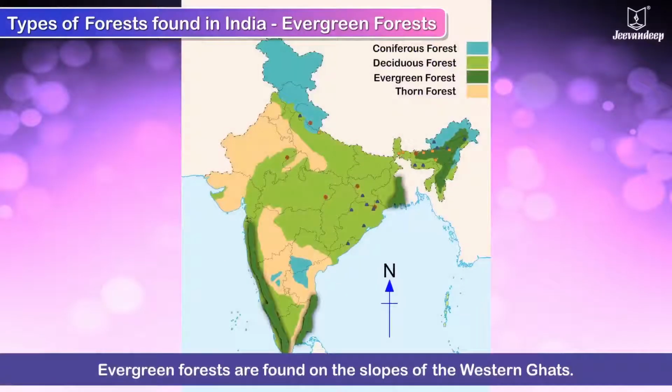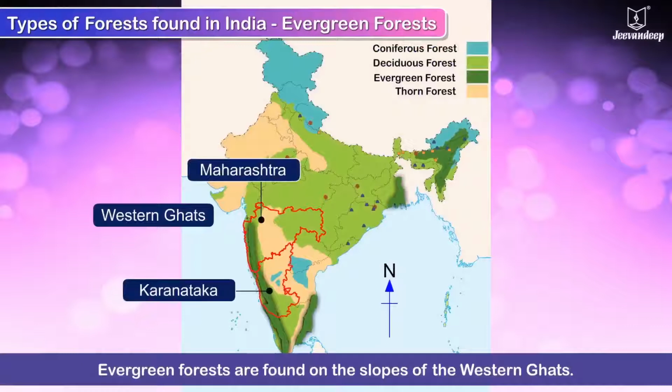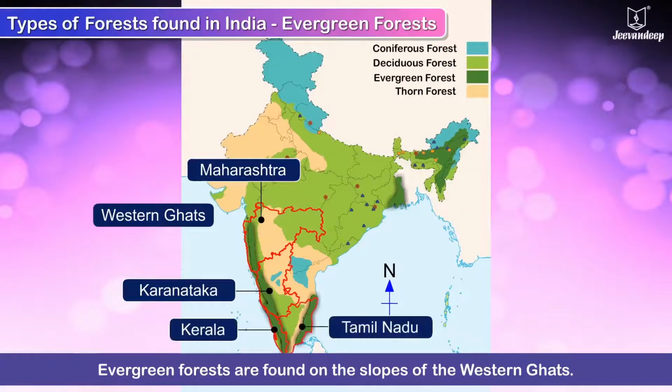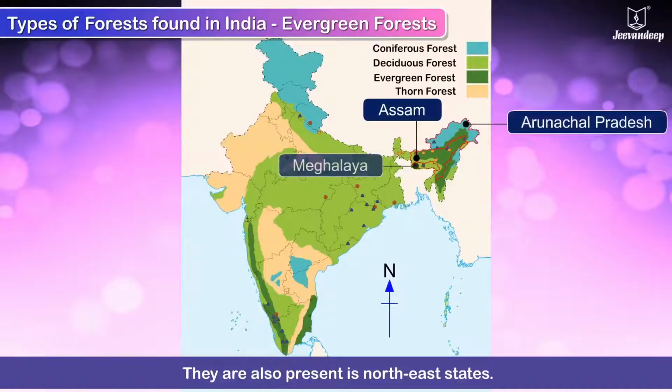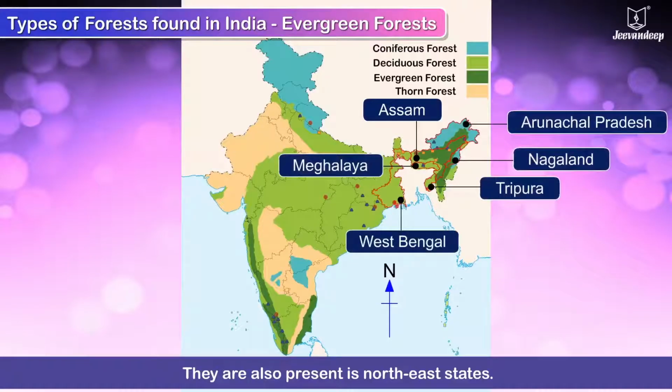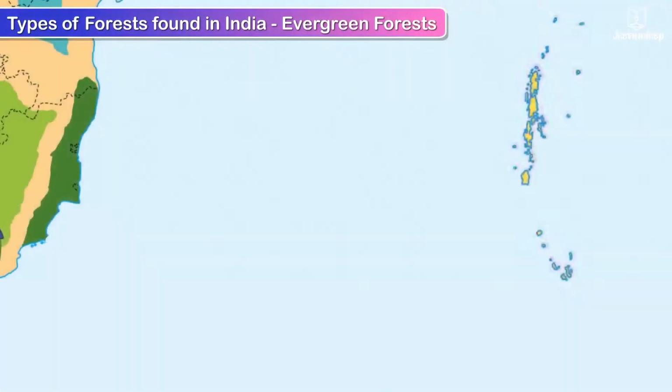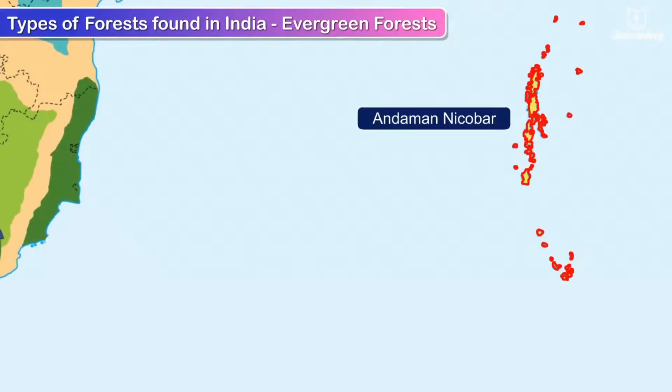Evergreen forests are found on the slopes of the Western Ghats in Maharashtra, Karnataka, Kerala, and Tamil Nadu. They are also present in the northeast states like Assam, Arunachal Pradesh, Meghalaya, Nagaland, Tripura, and West Bengal, as well as in the Andaman and Nicobar Islands.